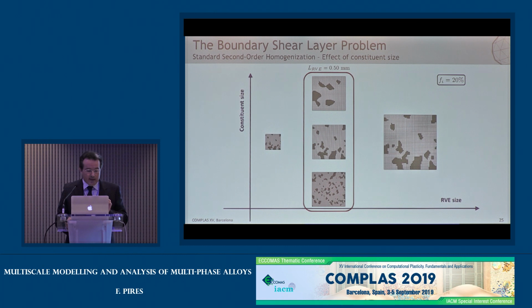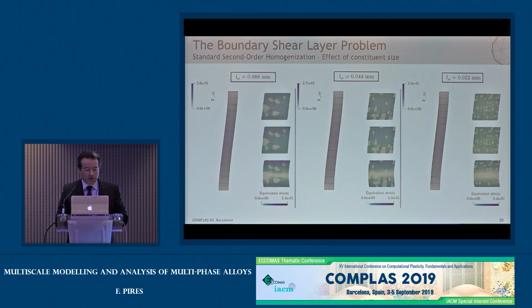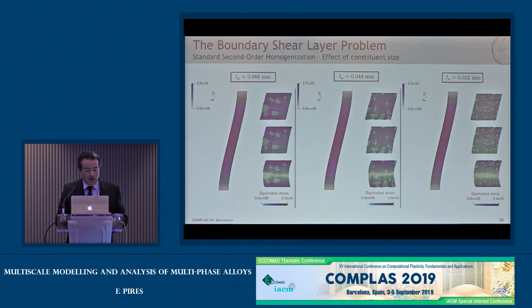If we now fix the RVE size and just change the size of the constituents, and we run the analysis again, it's exactly the same approach. We have the vertical stripe, we have the 3 RVEs, and we have the size of the constituents changing from left to right. Left is the largest size, and on the right is the smaller size, and we'll show the profile of deformation. What we can see is that although locally at the micro scale the fields actually change, they are not really the same.